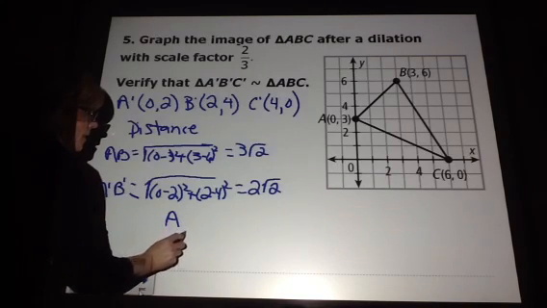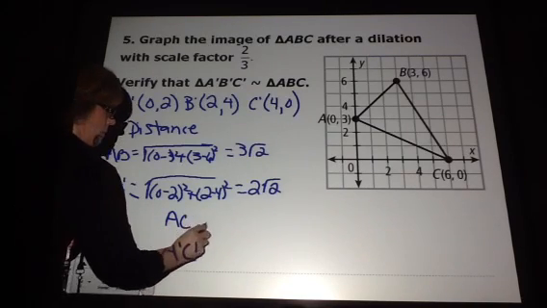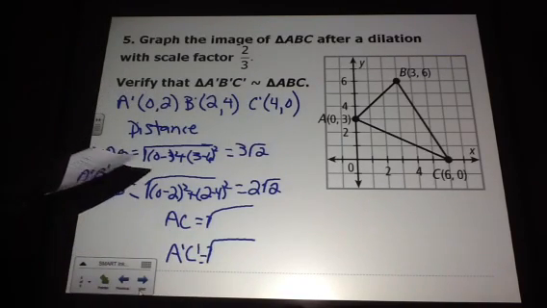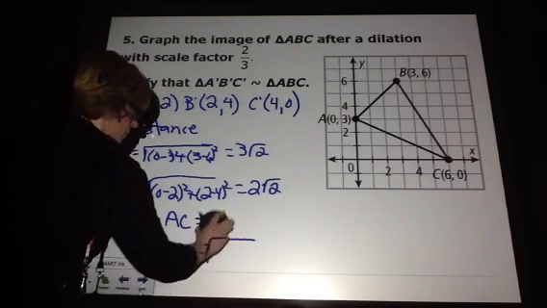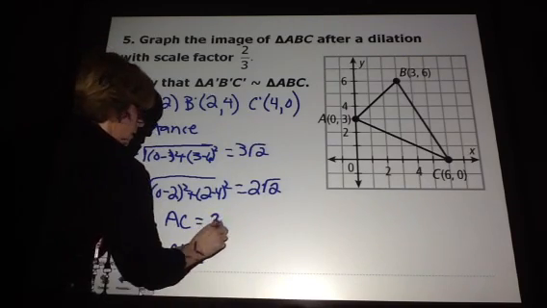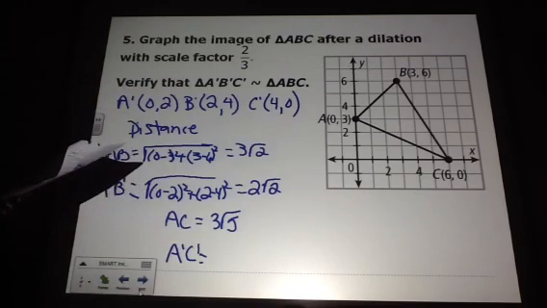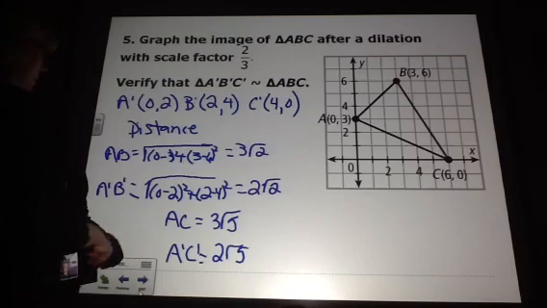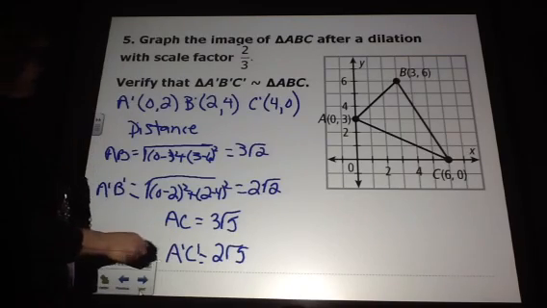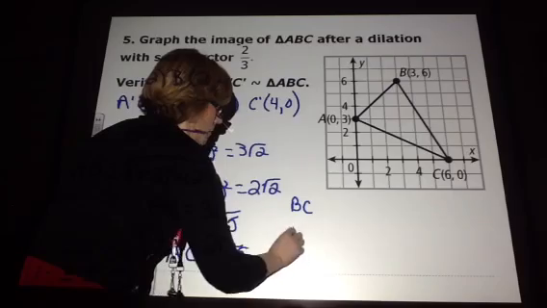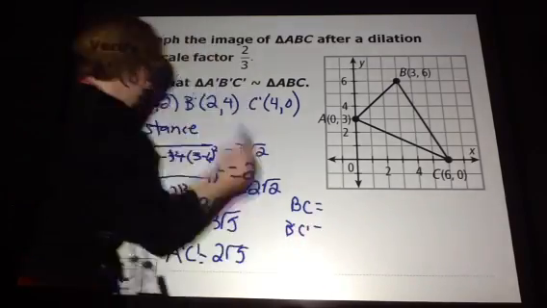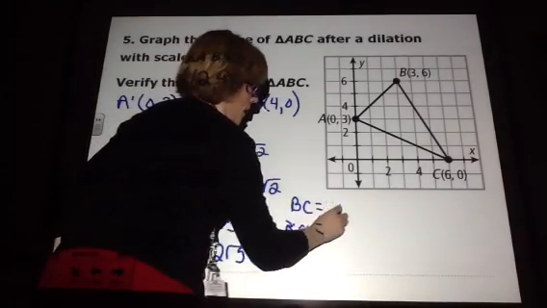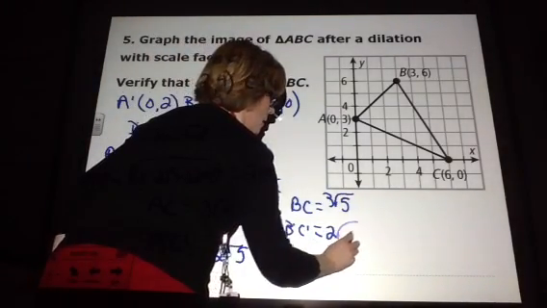Okay, then we need to do AC and A prime, C prime. All right, to save on time, I'm going to go ahead and get the answers here. So this is 3 square root of 5, and this one's going to be 2 square root of 5. And then our last one is going to be BC and B prime, C prime. When you find the distance of BC, you get 3 square root of 5, and for the image, you get 2 square root of 5.